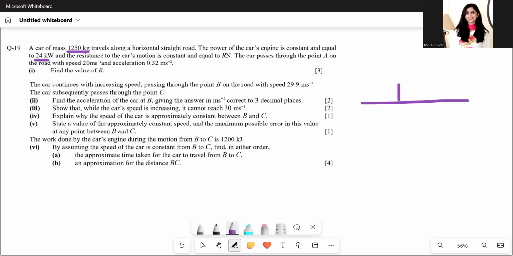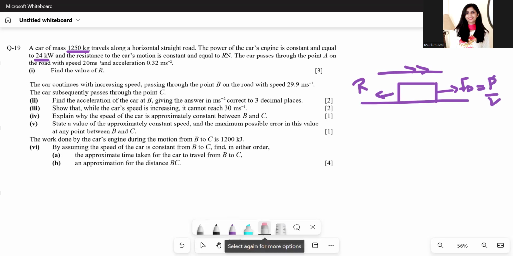Let's say it moves in this direction. Driving force is equal to power upon V, we know that. And there's a resisting force mentioned, R. Power is also given, 24,000, so let me write 24,000 in the numerator. 24K. And the resistance to the car motion is constant and equal to R. The car passes through point A on the road with speed of 20 and acceleration 0.32. Find the value of R.